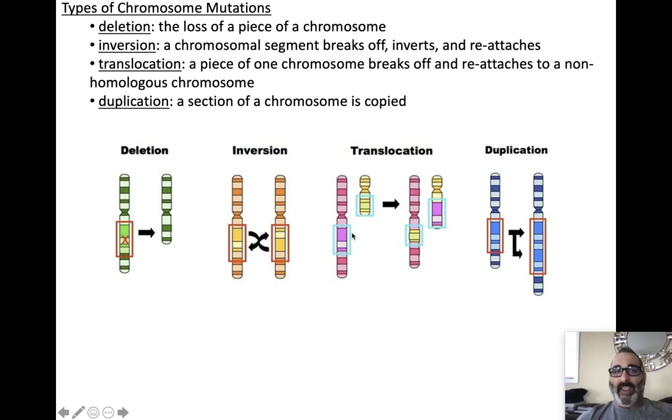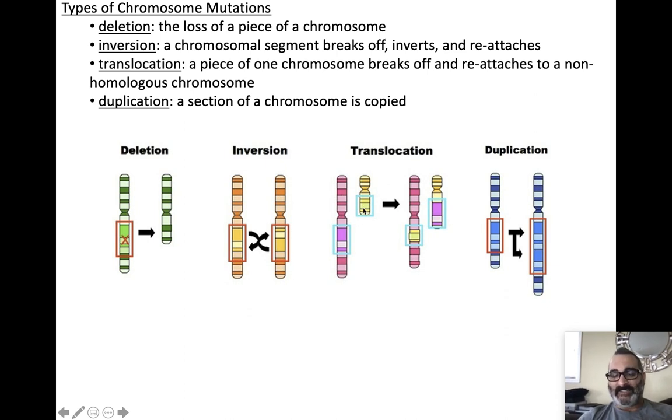Translocation, well, that means a piece breaks off of one chromosome, and then it reattaches to a whole different chromosome. What term do we use for a different chromosome? Remember, a non-homologous pair. So remember I told you chromosome 1 from mom, 1 from dad, that's a homologous pair. Well, these are chromosomes from different pairs.